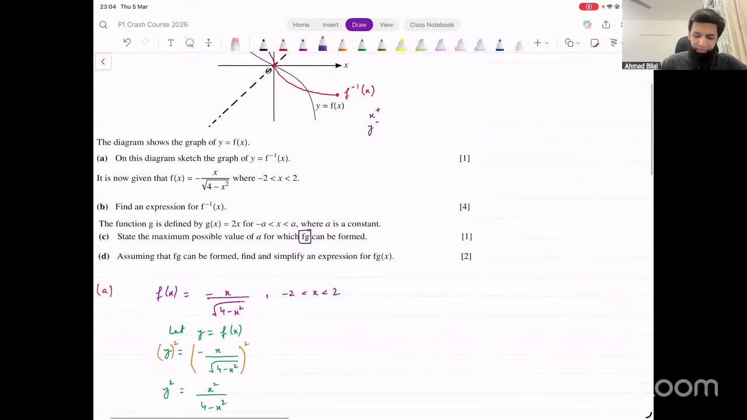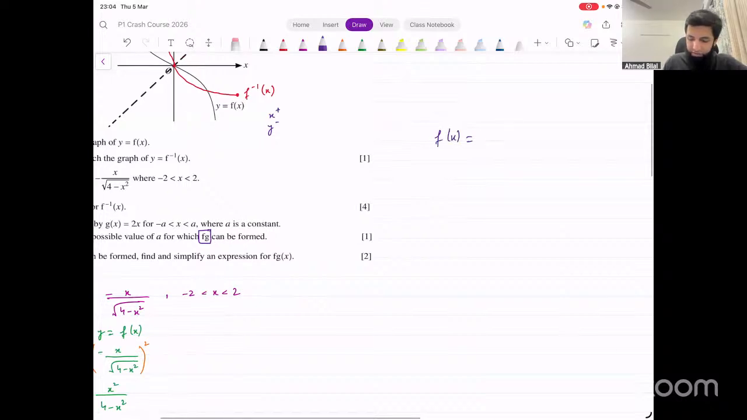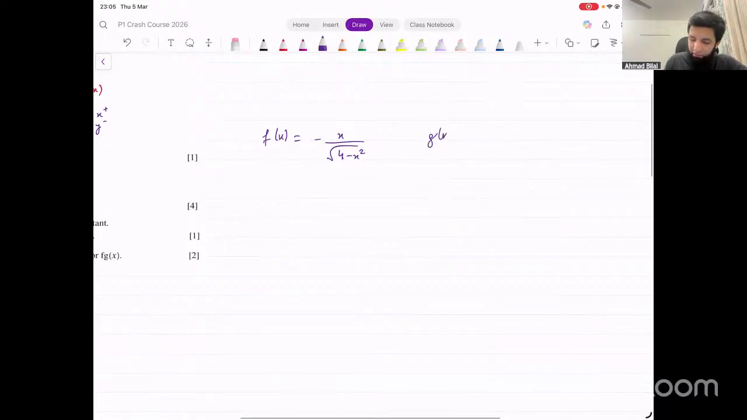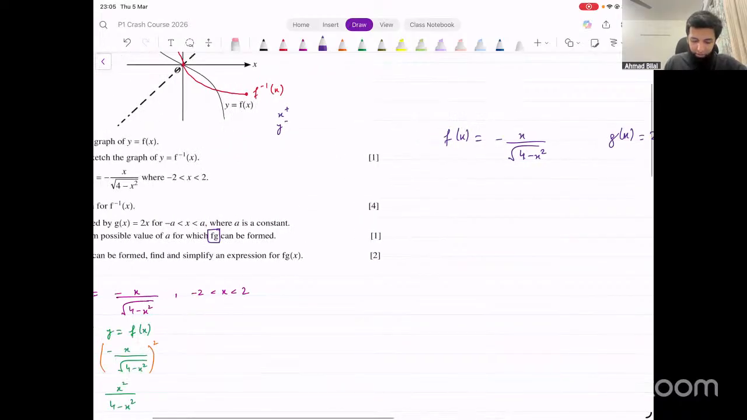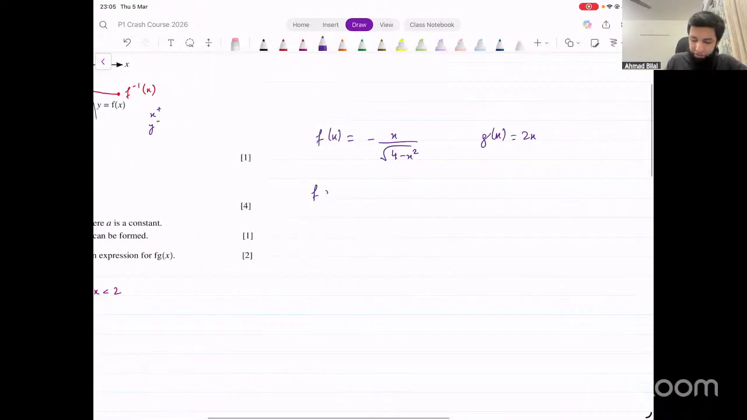Now this is simpler. You have the function f of x. The function f of x is minus x over square root of 4 minus x squared. And you also have the function g of x. G of x is 2x. They want you to find fg of x. Right? That's pretty straightforward now. Fg of x. So inside the function f, you need to input g. So that becomes f of 2x. That's what you need to figure out.